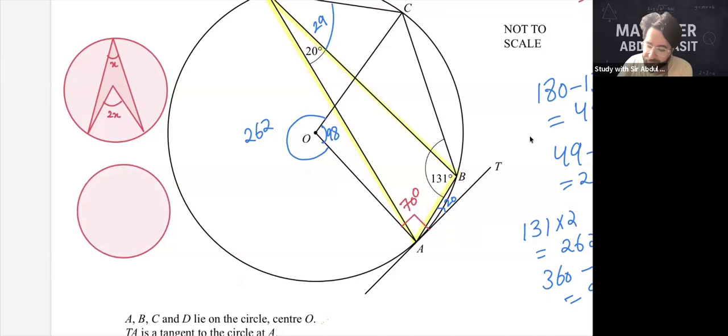Please pay attention. Now you can see that this corner came from this corner to this one. Now what will happen? If this angle is x, then the double of this angle, the outer angle, would be 2x. Is this clear now? All of you, is this clear?